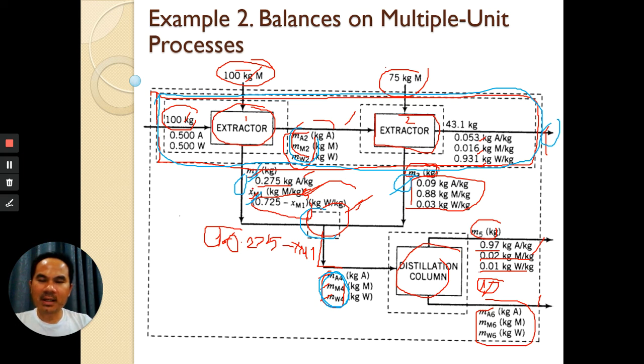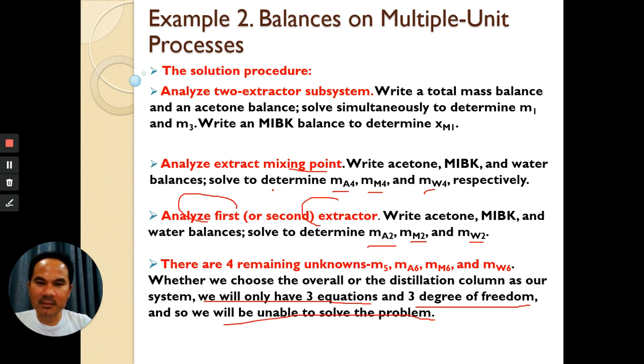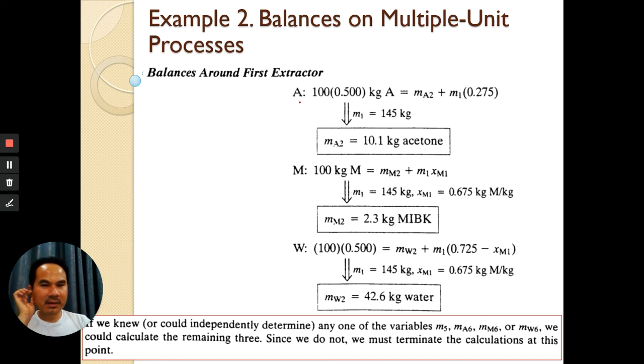And also finally, you must balance M. There is no M in the input for this. M is 100 equal to XMM2 plus XM1 M1. And then finally you get this. This is for A. You know M1, you solve for MA2. For this case, you know M1, XM1, you can solve for XM2. You know M1, XM1, you can solve for MW2.